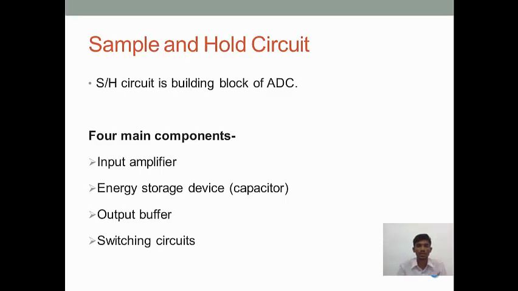Sample and hold circuitry, as I told you, is the building block of the ADC. The sample and hold circuitry is used just before the ADC circuitry. What are the main components of the sample and hold circuit? The input amplifier, the energy storage device, which we now use as a capacitor, then the output buffer, and the switching circuitry.